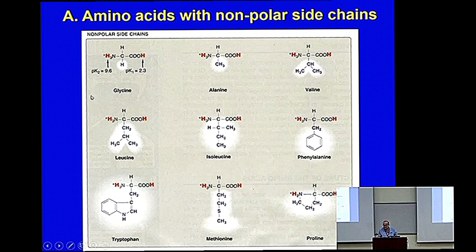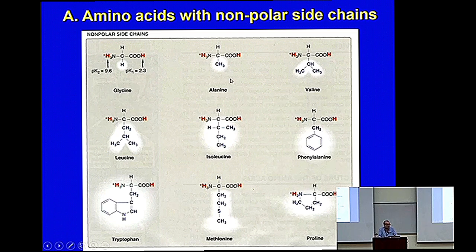You need to know the three-letter abbreviation for glycine, which is the first three letters. So that gives you three things: the name, obviously, of the amino acid, the abbreviation, and what group it falls in. It's a non-polar amino acid.